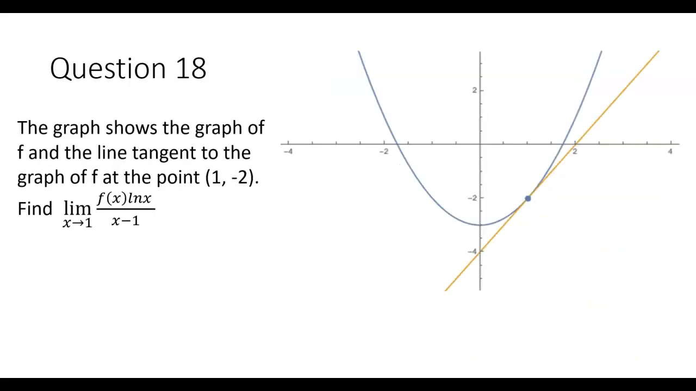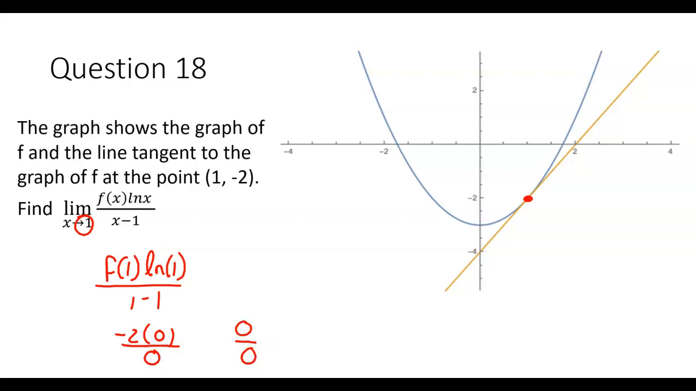All right, let's go ahead and take a look at number 18. The graph shows the graph of f and the line tangent to the graph of f at the point 1, -2. We want to find the limit. So let's go ahead and plug some stuff in here. We're plugging 1 in, so f of 1 times ln of 1 over 1 minus 1. F of 1 is the y value at that point, which is -2. ln of 1 is 0, and 1 minus 1 is 0, so we end up with 0 over 0.